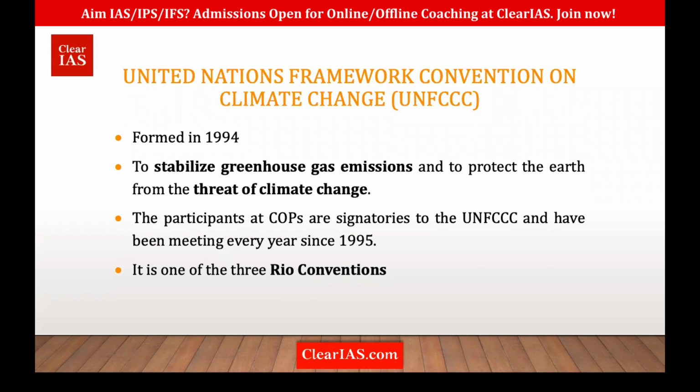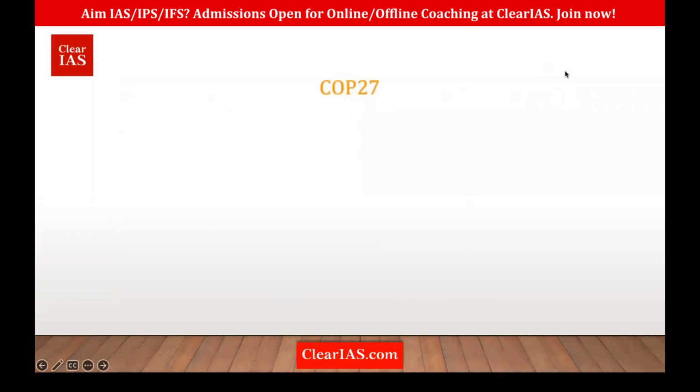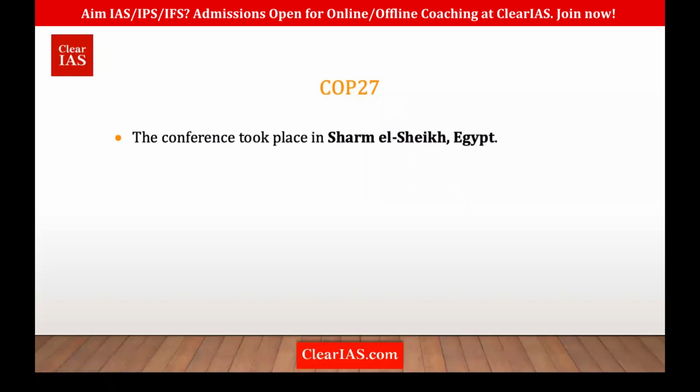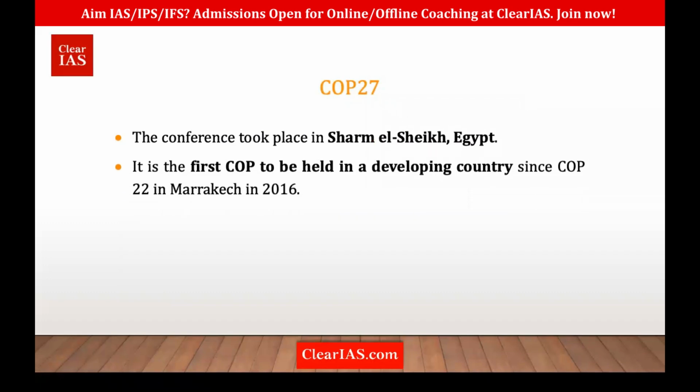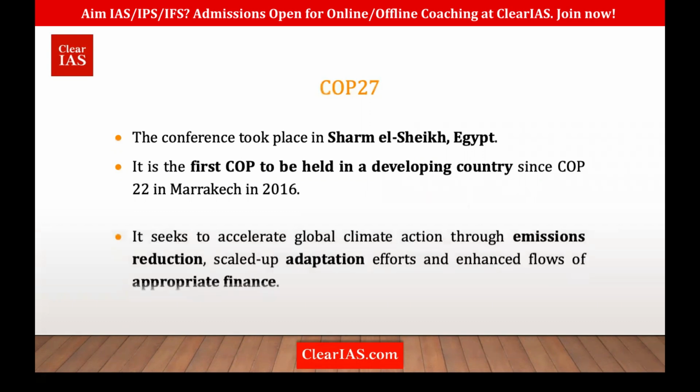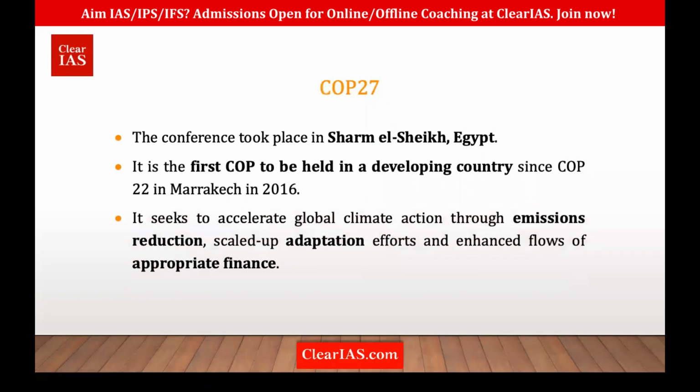Now we'll see about COP27. Where did it happen? It happened in Egypt at a place called Sharm el-Sheikh. And you must remember, this was the first COP since 2016 which was held in a developing country. Egypt is a developing country, and since 2016, this is the first time it happened in a developing country. And as you know, what will be the major objective?